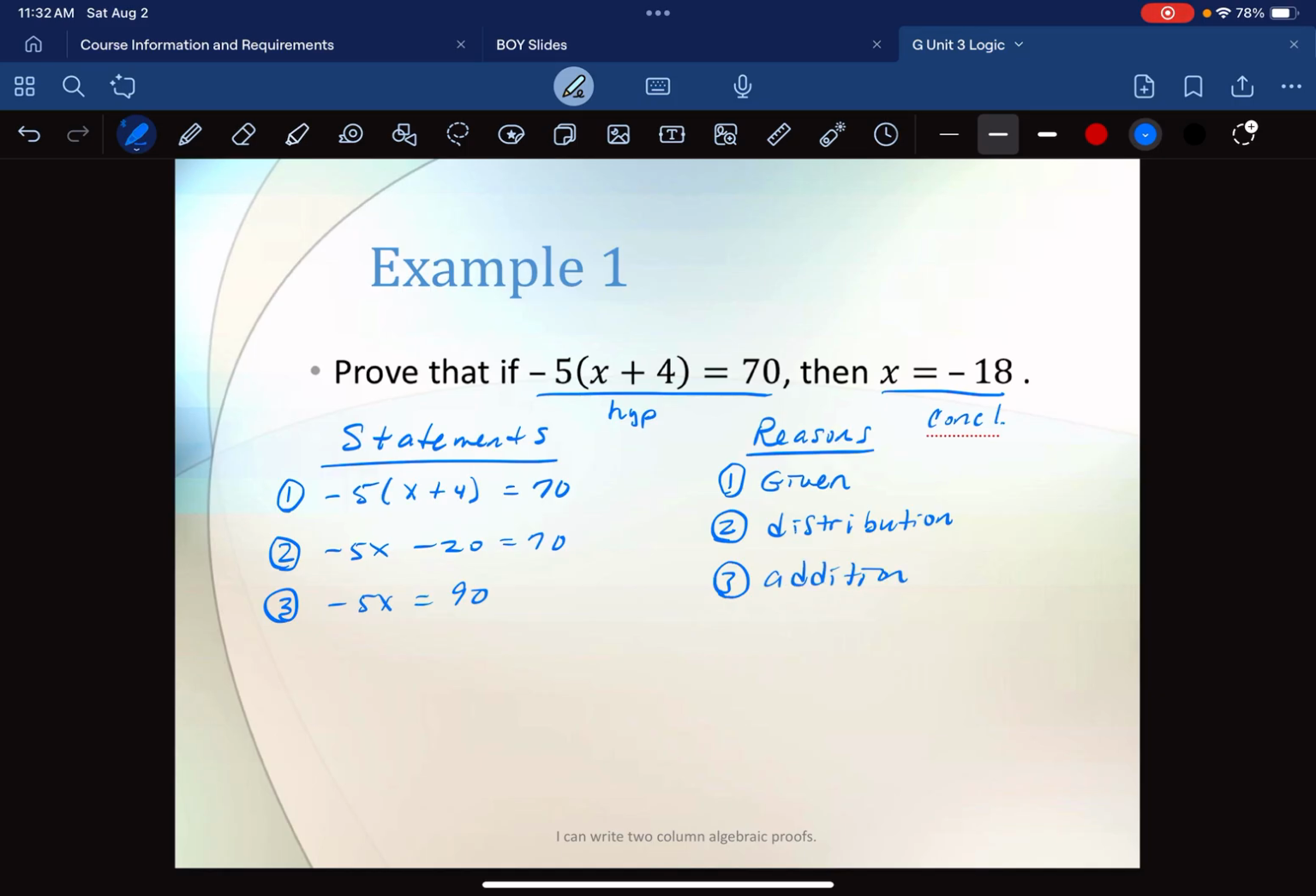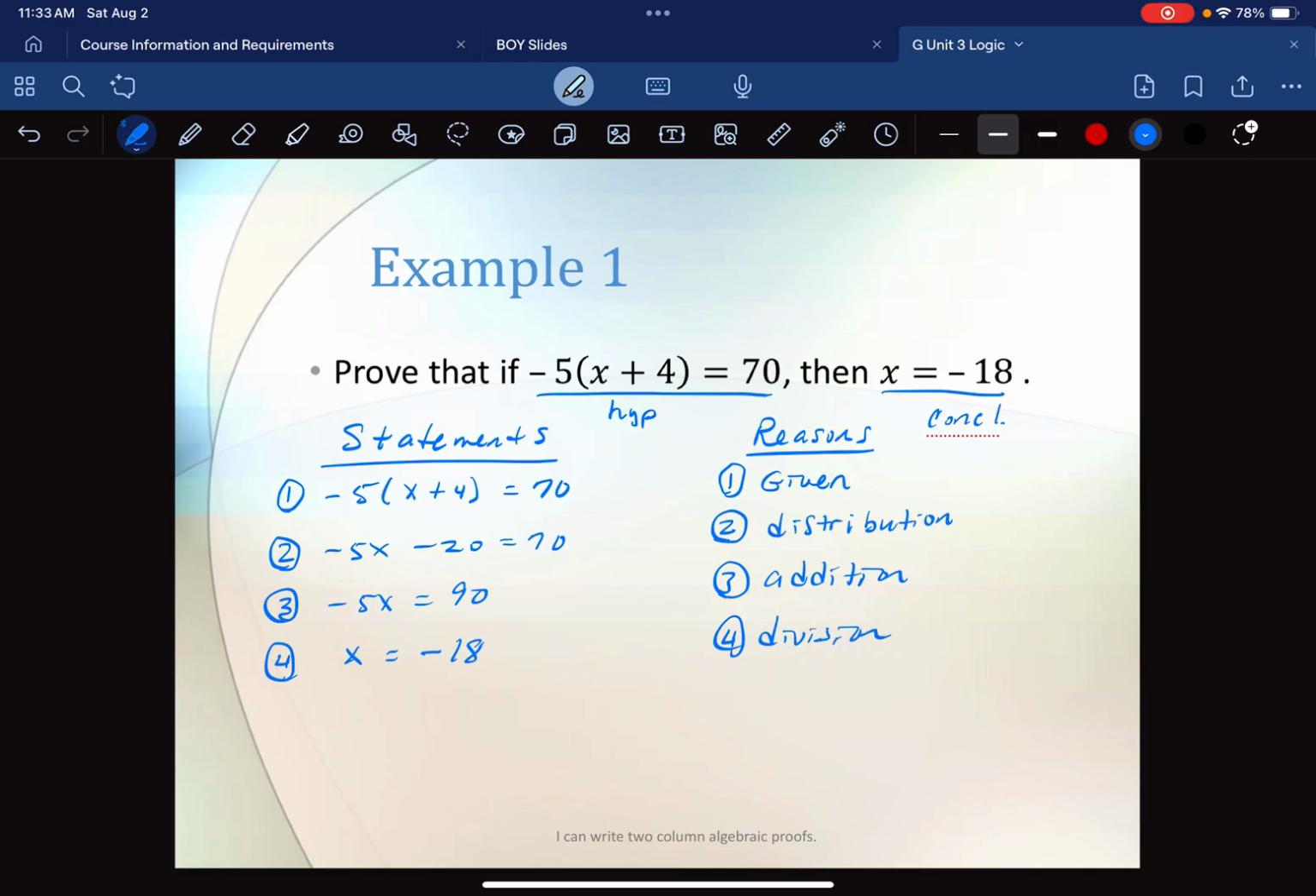And then the next step to solve this equation is I've got to get rid of my negative 5, so I'm going to divide. Now I'm not going to show my step. I'm just going to say the step, and then I'm going to do the division. 90 divided by negative 5 is negative 18. And I just divided.